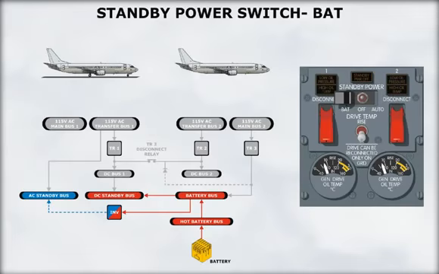The battery position connects both standby buses to the battery bus regardless of any available power sources or whether the airplane is in flight or on the ground. The battery position of the standby power switch also forces the battery bus to be powered from the airplane battery.